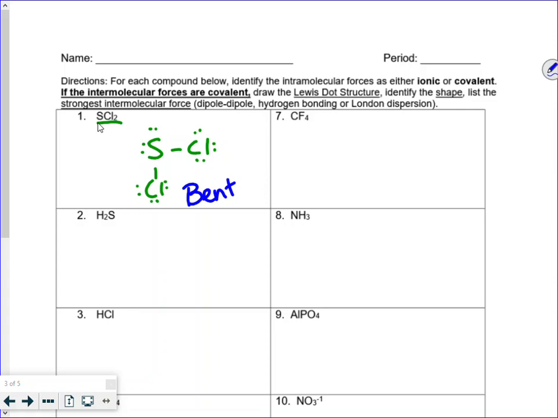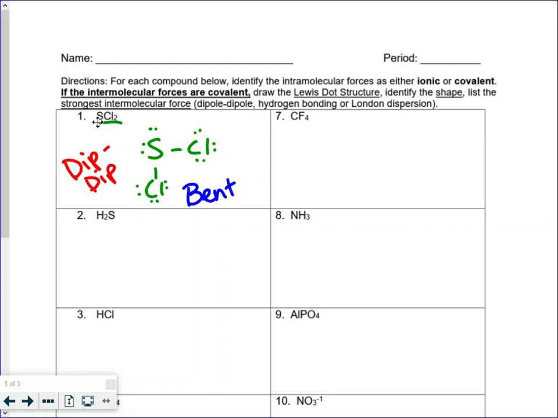So is it polar or nonpolar? It's polar, good. So what's going to be its strongest intermolecular force? Dipole-dipole. So this is what we write for short: dip-dip. And you can put H bonding. Dip-dip, H bonding, LDF. That's how we abbreviate. Okay? That's what I want to see here.